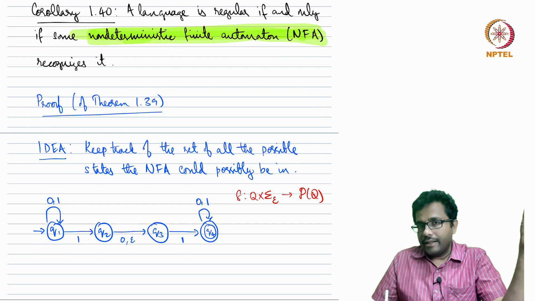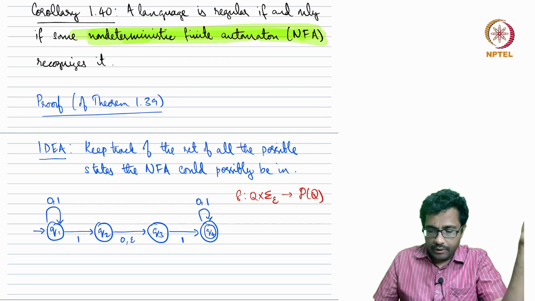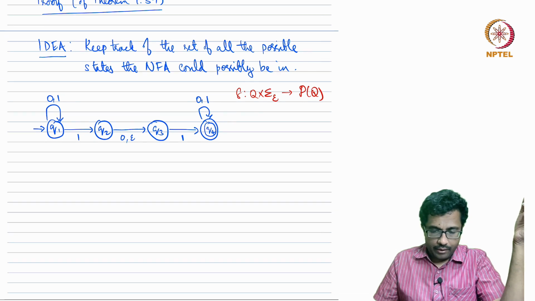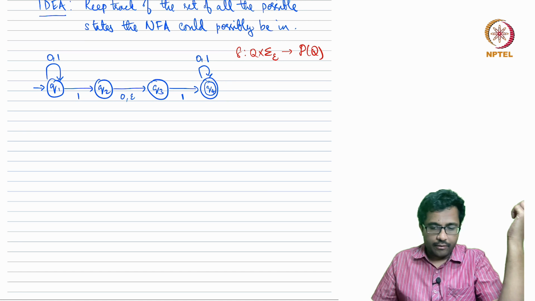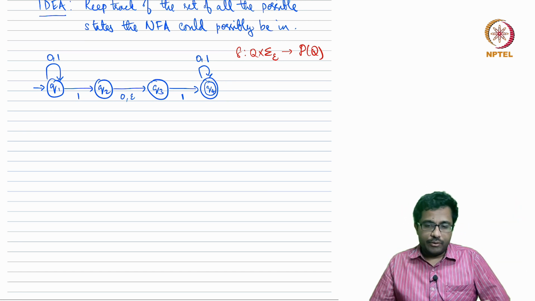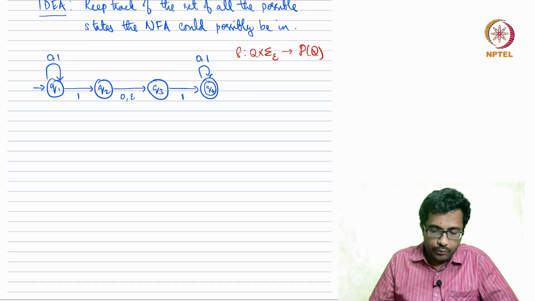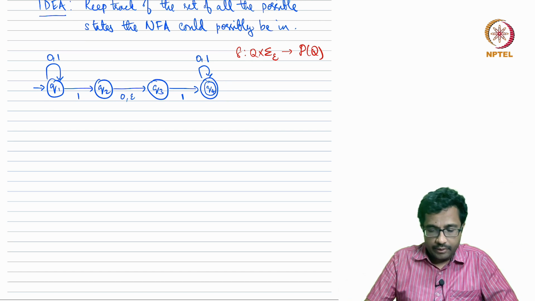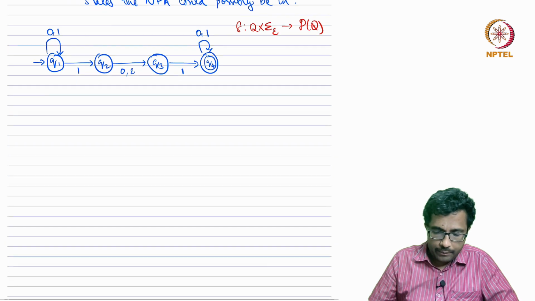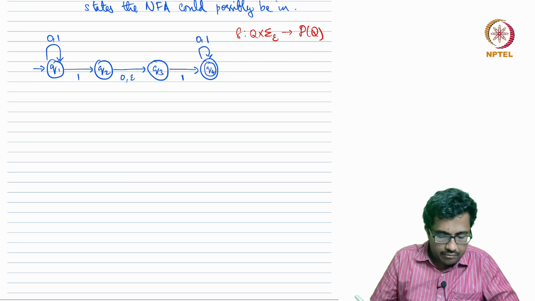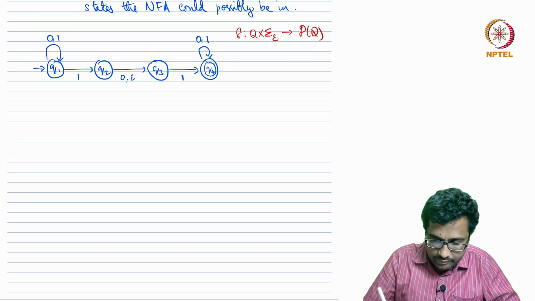So this is itself a hint, and we also try to keep track of the transitions of, let's say, this particular NFA. So we try to see which states it can go to, right. So maybe let's try to see what happens here when this NFA sees the string 0 1 0 1.